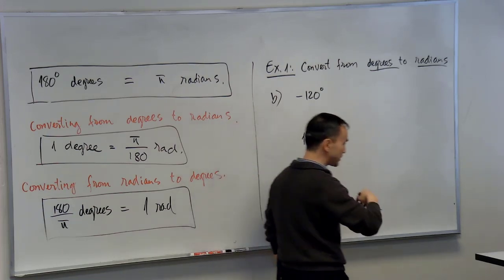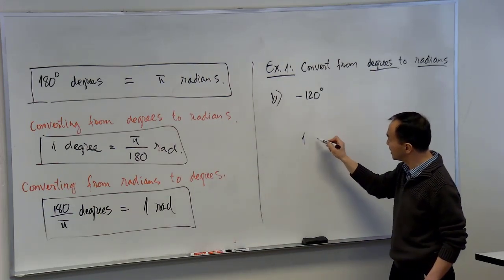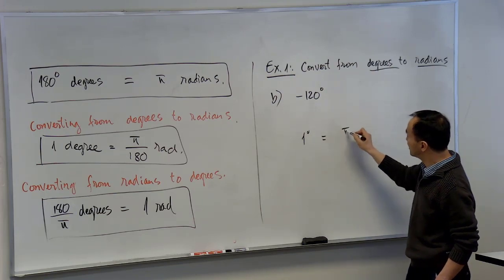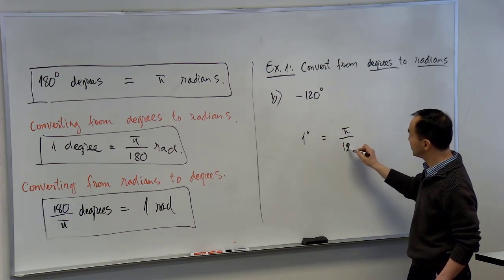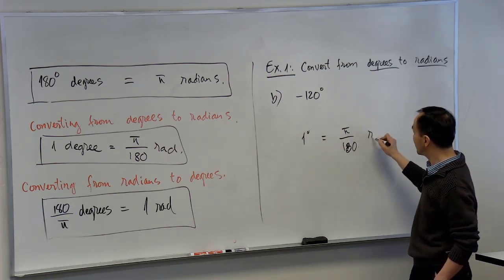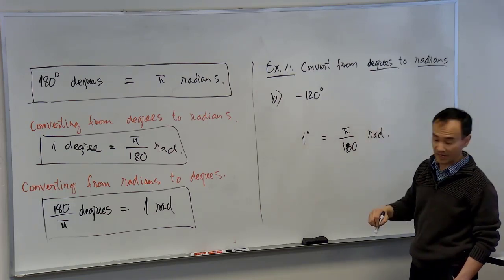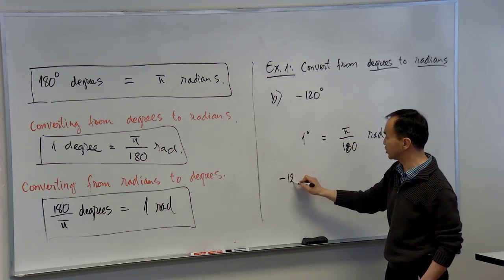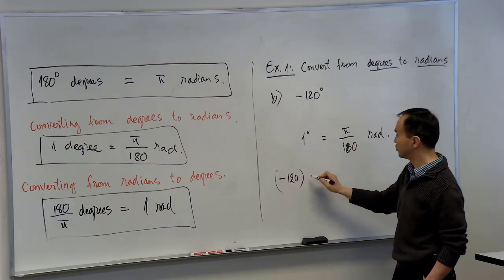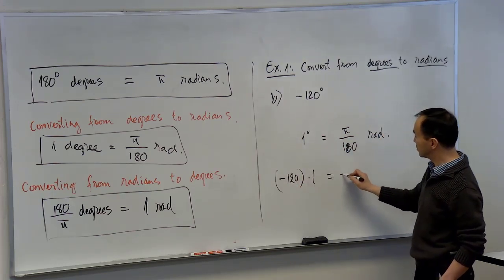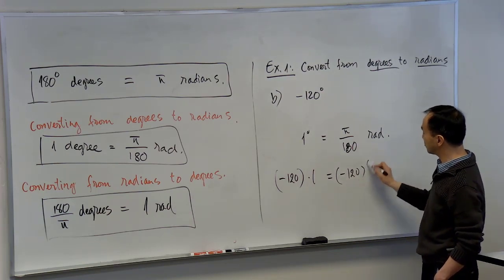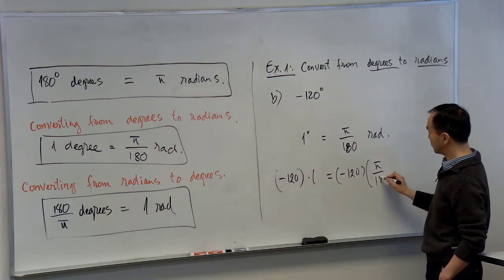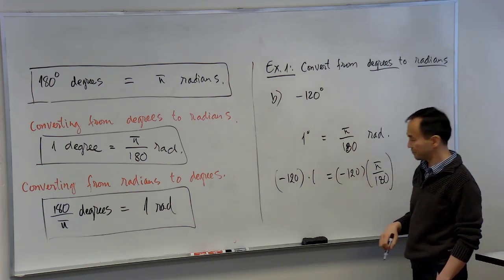So maybe still, let me lead the way here, but 1 degree will go into pi over 180 in radians. See what I mean? Okay, that's what we knew. So now we want negative 120, right? I'm multiplying that by 1 right there, and that will equal negative 120 multiplied by pi over 180.